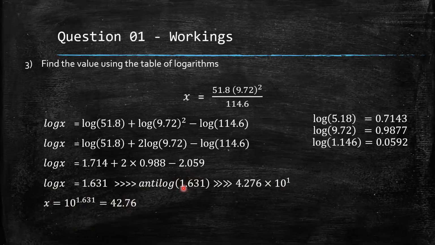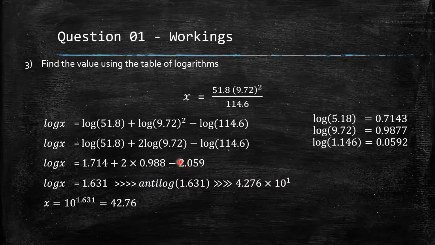Number left to your decimal, you just take the value right to your decimal and take the antilog. So antilog of 631 is 4.276. Since you had 1 in front, you just multiply by 10 to the power 1. If you have 2, it will be 10 to the power 2. If you have 3, it will be 10 to the power 3.